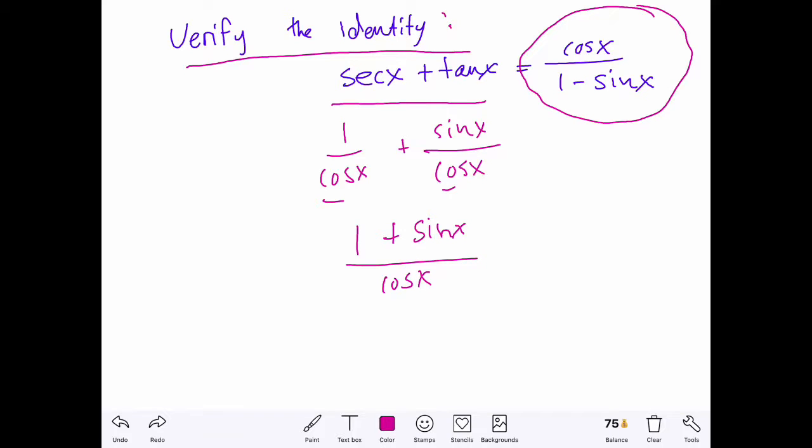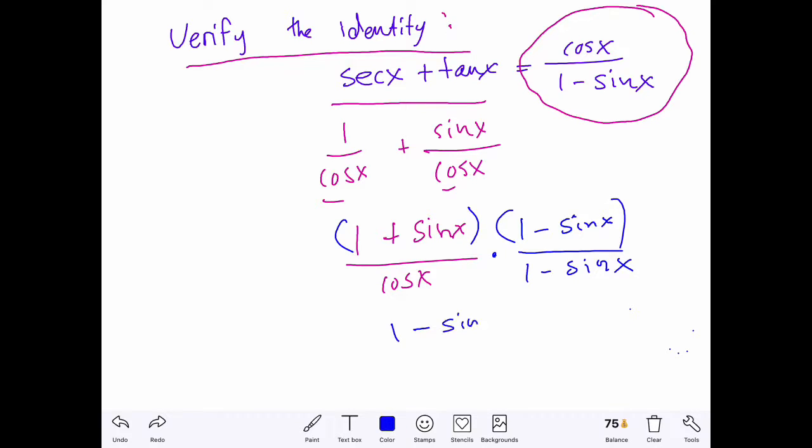Okay, and then another algebraic trick we can do is introduce the conjugate. Say I want to get rid of 1 plus sine x, I might introduce its conjugate, which is 1 minus sine x, top and bottom. If I do that top and bottom, I'm essentially just multiplying by 1. When I do a plus b times a minus b, that's a squared minus b squared, so 1 minus sine squared x, over the cosine of x times 1 minus sine x.